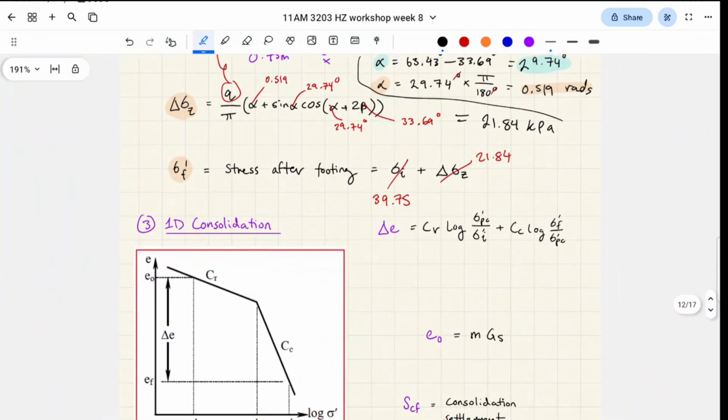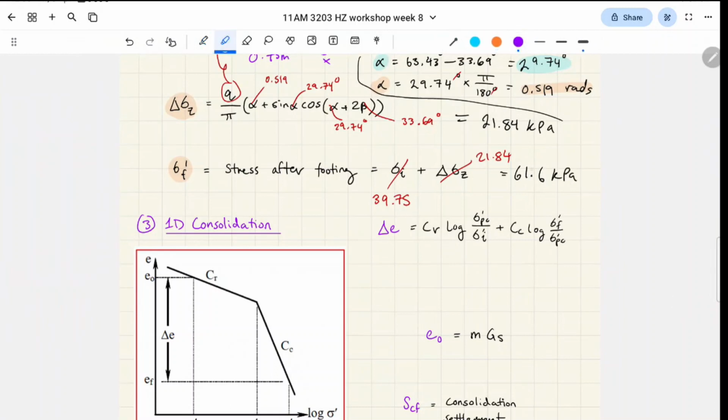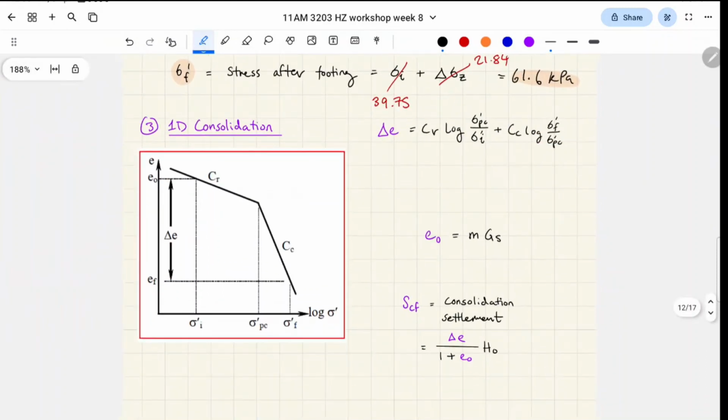Essentially, because of how our numbers work out here, oh sorry, I didn't even say what our final stress was. Our final stress after all that is 61.6 kPa. So if we look at this graph, if this is 61.6 kPa, this is 50 kPa, and this is 39.75 kPa, do you see how, from the settlement before and after our strip footing is installed, we're going to have slightly different soil behavior?